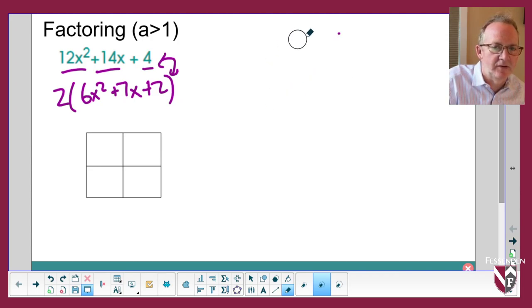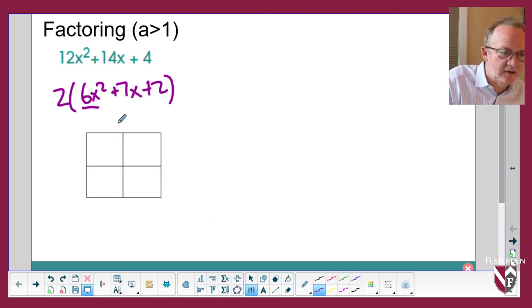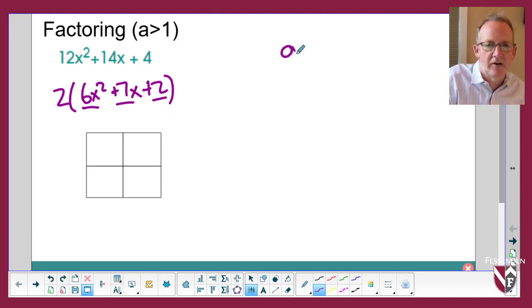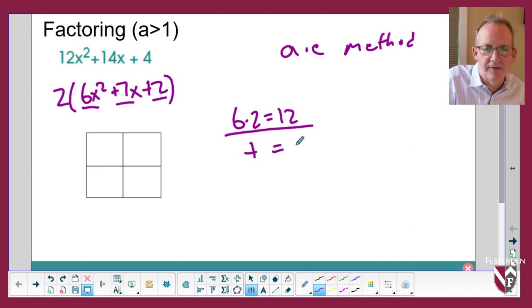All right, so let's go ahead and clean this up just a little bit. And now we're going to factor this piece. There's our A, there's our B, and there's our C. I call this the AC method. That means multiply A times C. In this case, 6 times 2 equals 12. We want to look for factors that multiply to be 12 but add to 7.